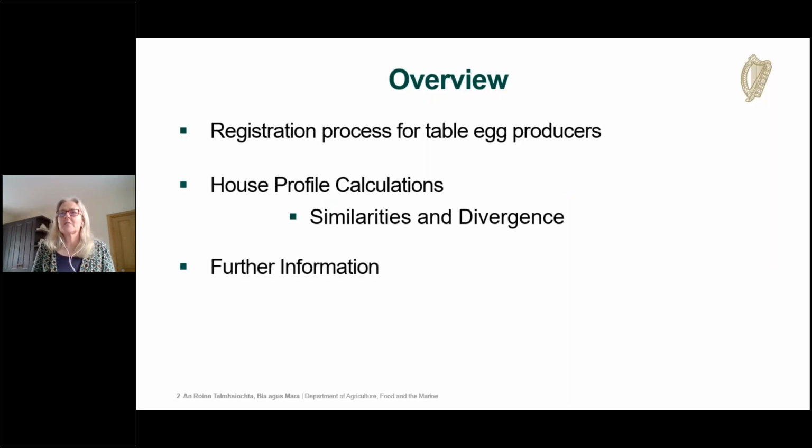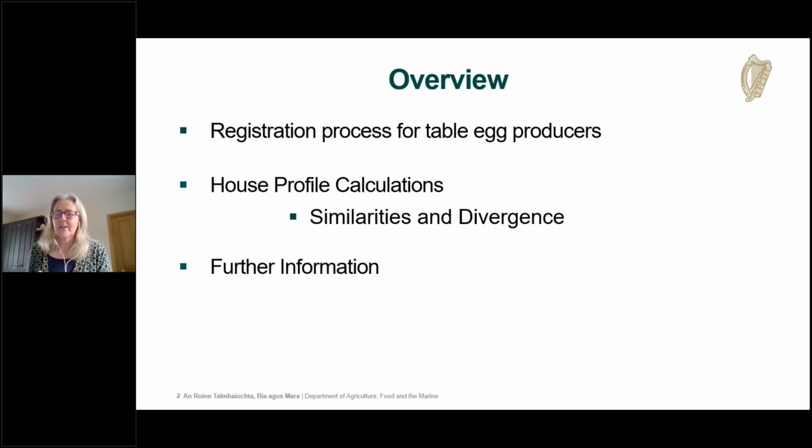So an overview of what I'm going to look at today is the registration process for table egg producers. So that's all producers, free range, barn, organic and eggs from caged hens. I'm going to go through some house profile calculations and look at some similarities and some divergence in those calculations between the free range, barn and organic systems, and then some further information. And as Seamus has said, we'll have a question and answer session at the end.